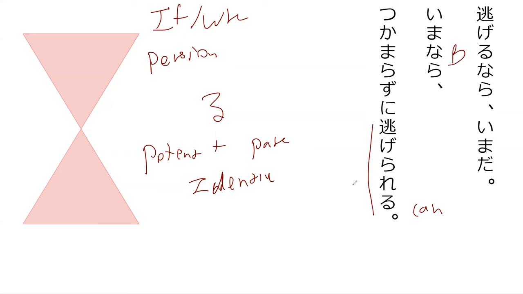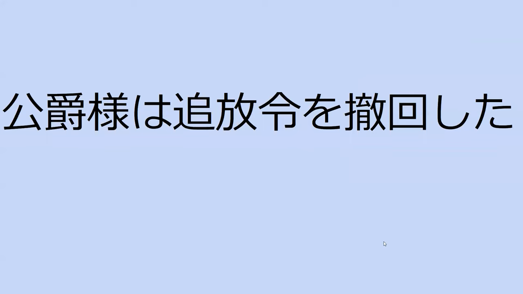Then tsukamarazu ni, without being captured, nigerareru, possible. So the whole thing says, if to run, now is the chance. Yes. If it is to be now, then it's possible to not be captured. When you run. Perfect. Yeah, that sounded weird in English, but that's just because it was weird in English.